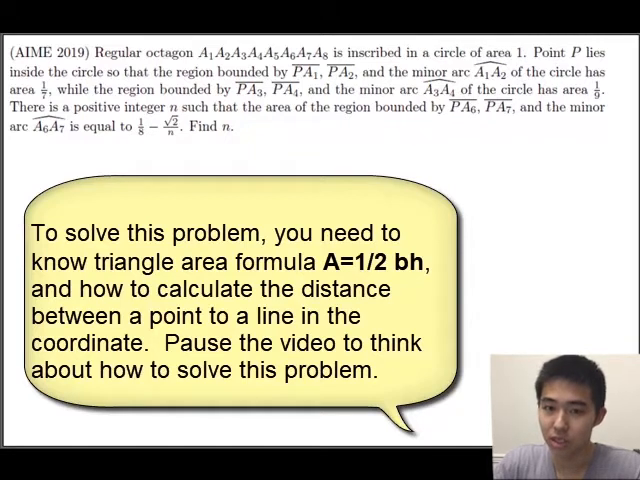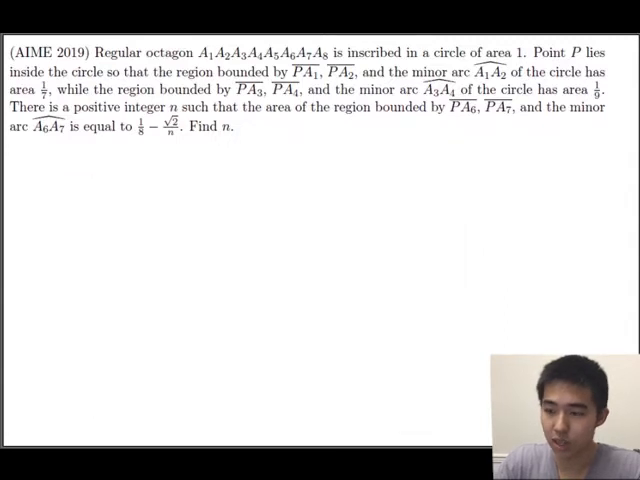of the circle has area 1/7, while the region bounded by PA3, PA4, and minor arc A3A4 has area 1/9. So there's a positive integer n such that the area of the region bounded by PA6, PA7, and arc A6A7 is 1/8 minus rad 2 over n, and we want to find n.